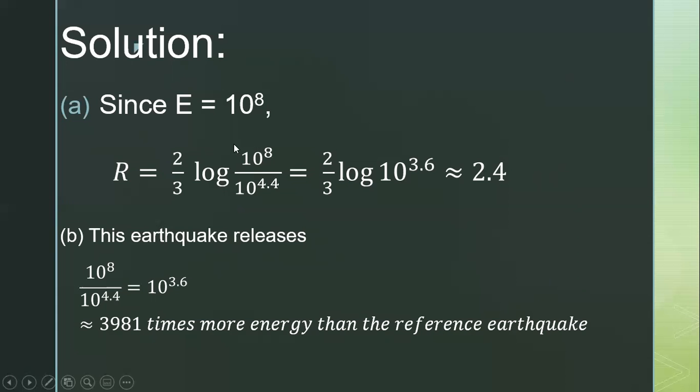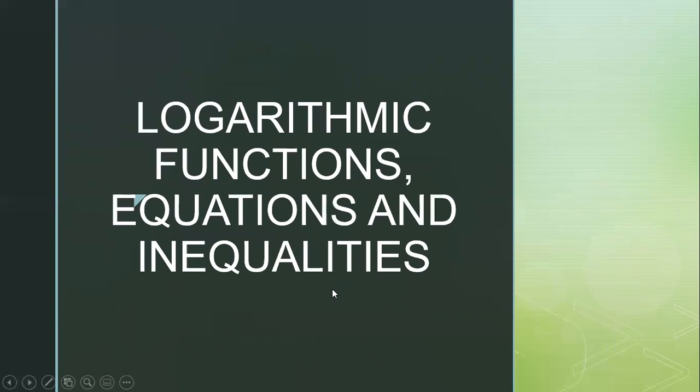And then the second question, the energy. Remember, E here is the energy of the earthquake. So if we solve 10 raised to the 8 divided by 10 raised to the 4.4, that is equal to 10 raised to 3.6, and that is approximately equal to 3,981 times more energy than the reference earthquake. So this is the energy released by that earthquake in reference to the original one.